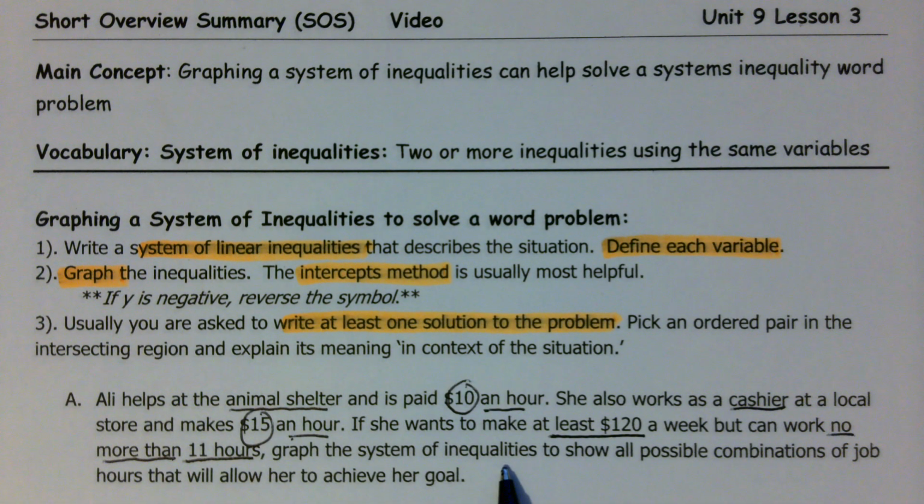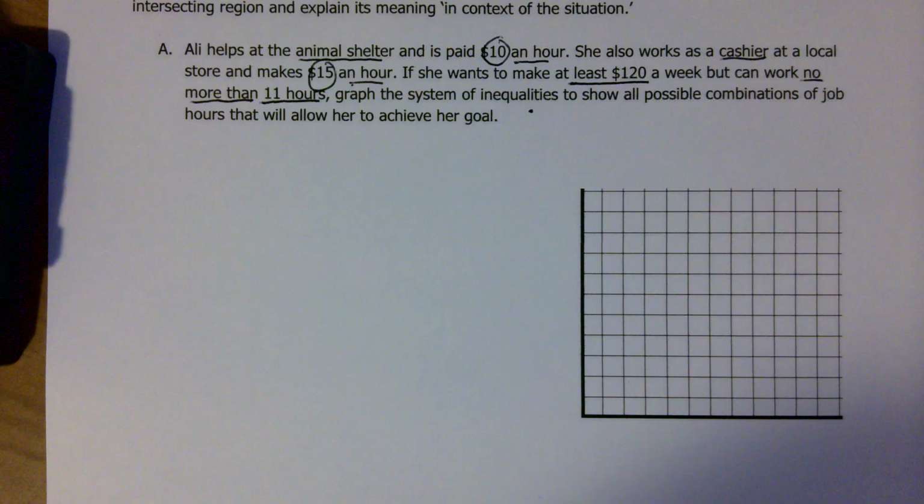You are to graph the system of inequalities to show all the possible combinations of job hours that will allow her to achieve her goal of earning at least $120 a week. So think of what inequality symbols we're going to use and what two inequalities we're going to write. Pause the video and then start it again when you have an idea.